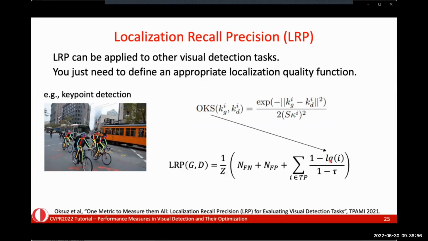This OKS is substituted here for LQ. And the rest is just the same with the object detection case that we described in the previous slides. We do a systematic sweep of the confidence threshold T and obtain an LRP curve, the minimum of which gives us OLRP or the optimal LRP point. For more applications and extensions of LRP, you can visit our paper.